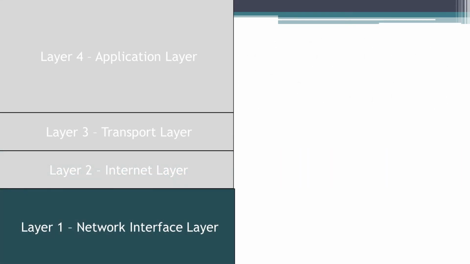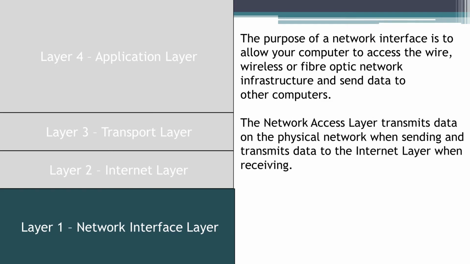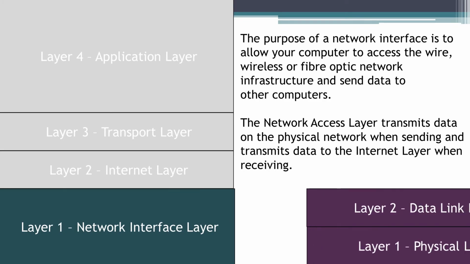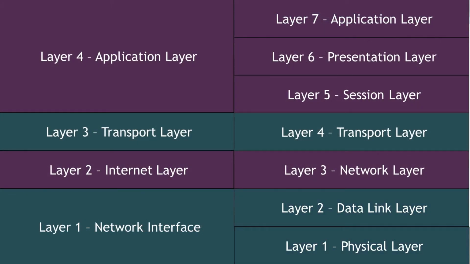And last but not least is the network interface layer, the purpose of which is to allow your computer to access the wire, wireless or fibre optic network infrastructure and send data to other computers. The network access layer transmits data on the physical network when sending and transmits data to the internet layer when receiving. As you have probably already guessed, the network interface layer is linked closely to layer 2 and layer 1 of the OSI model. So that is a somewhat basic example of the functions and purposes of the OSI model and the TCP/IP model and how they compare with one another.